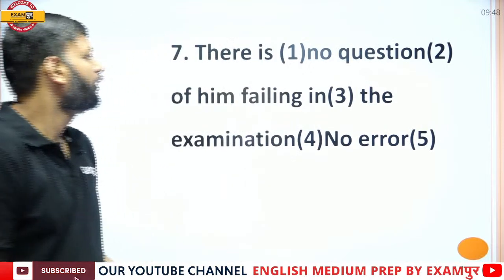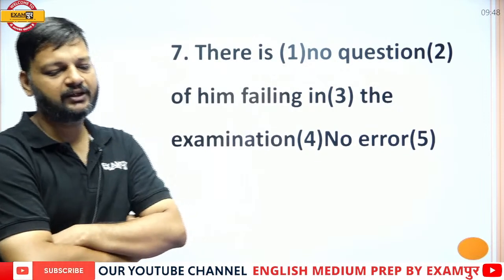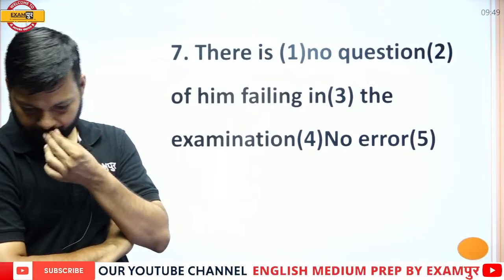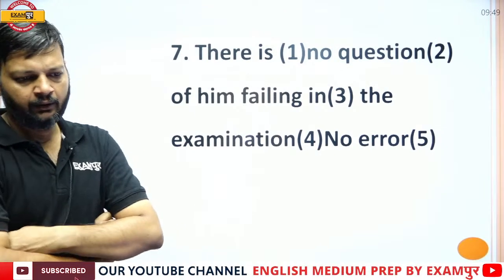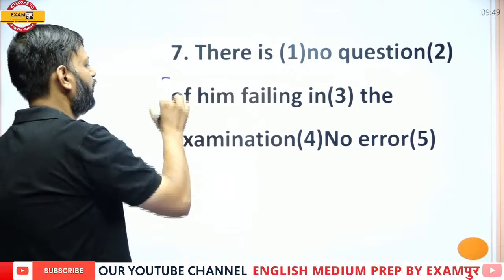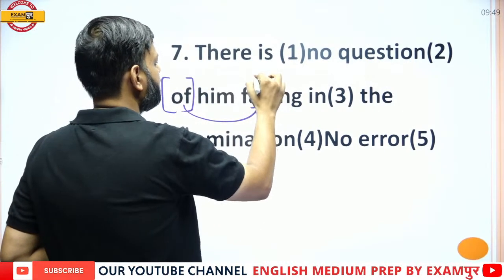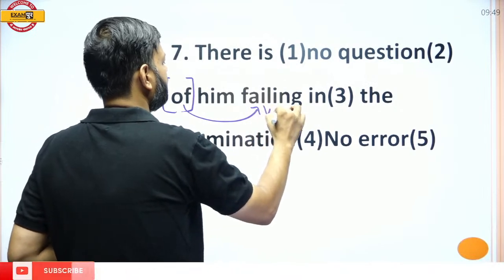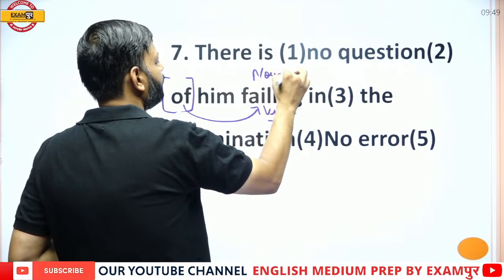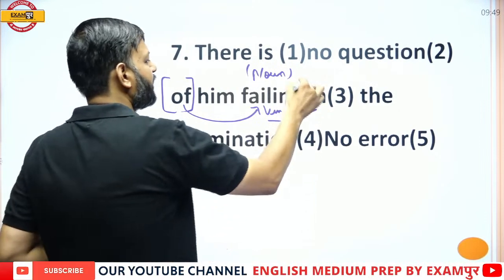Next question. There is no question of him failing in the examination. This is a very easy question. See, in this sentence we have a preposition of, and we all know that preposition is followed by a gerund. So we have a gerund here, and as we know a gerund is actually a noun. So after preposition we need a gerund. Gerund is there, and gerund is actually a noun.